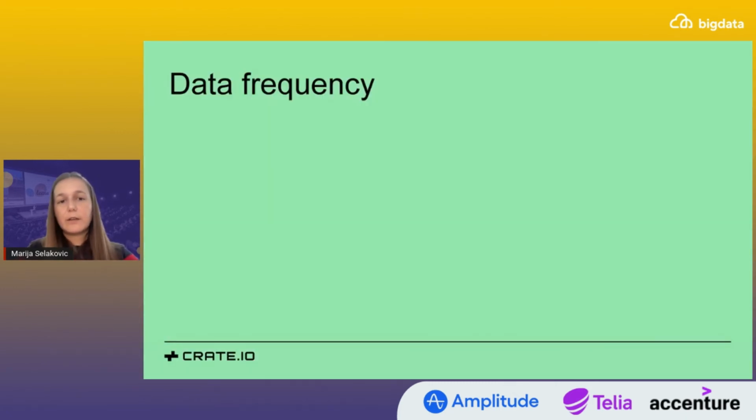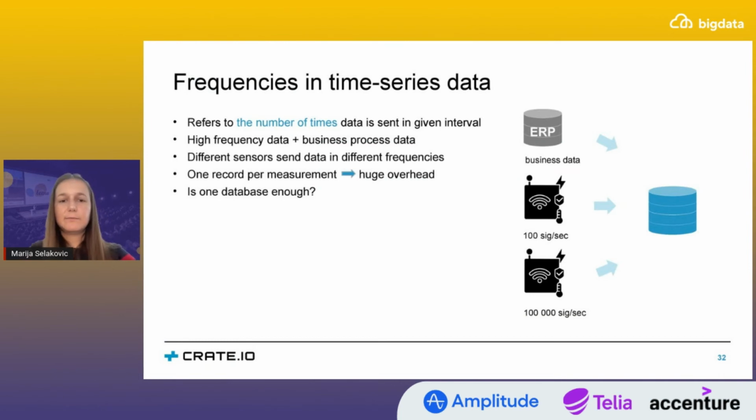So the final topic for today, when it comes to the challenges that we observed in many use cases, is the data frequency. Frequency is an important property of time series data that needs to be considered. It usually defines the number of times the data is sent in a given interval, and in industrial settings we can actually see a lot of data that comes in different frequencies. So we have machines and sensors, for example, that send only hundreds of signals per second versus those that send hundreds of thousands of signals per second.